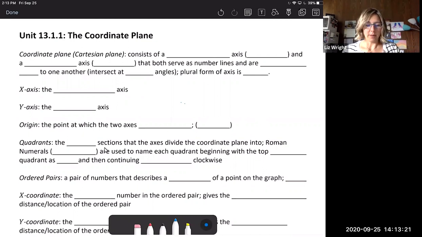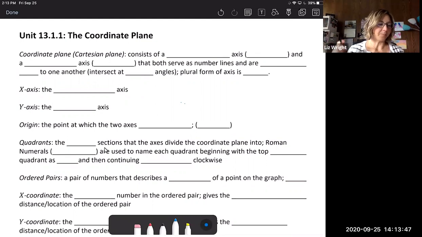13.1.1, the coordinate plane. This is a pretty quick topic. It's going to be about 2 pages, and then we're going to move into a different topic, talking about slope. So let's knock out the coordinate plane. Hopefully a bunch of this you'll readily remember, and if not, you'll just have a little bit more studying to do.